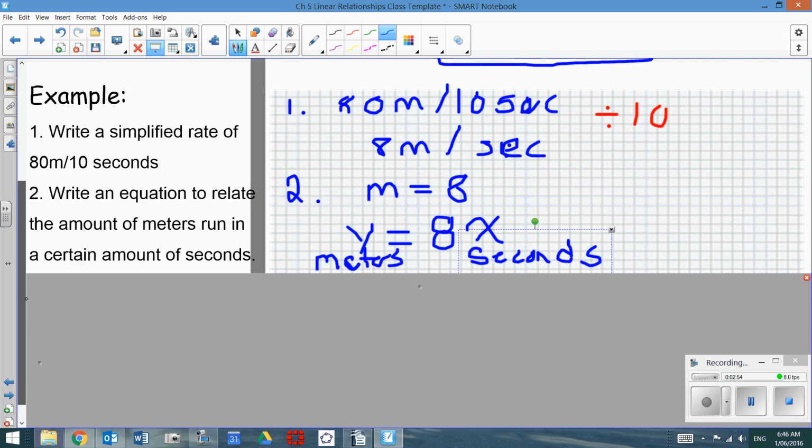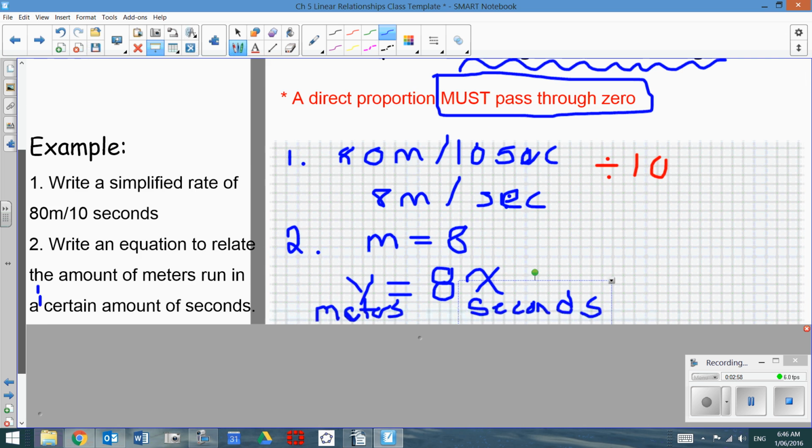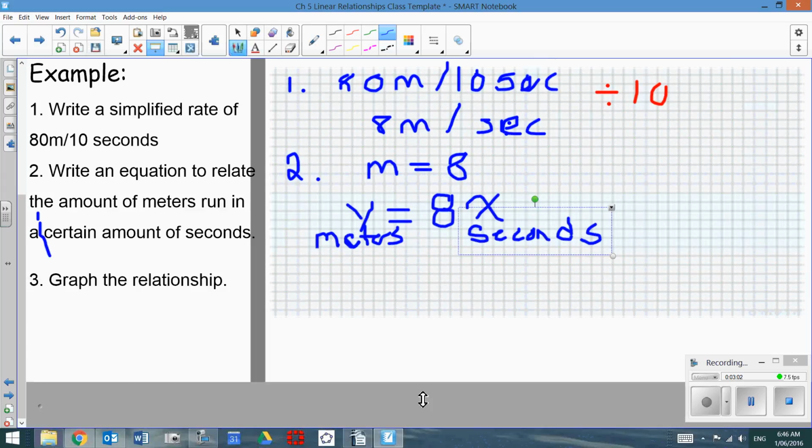So remember, we said that a direct proportion is a line that must pass through 0. Let's go ahead and see what that looks like. My third step is going to be to graph this. So I'm going to set up my x and y axis.